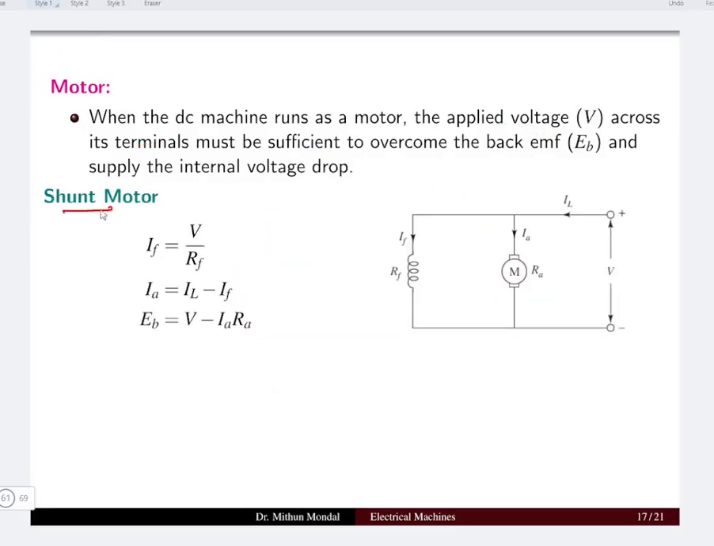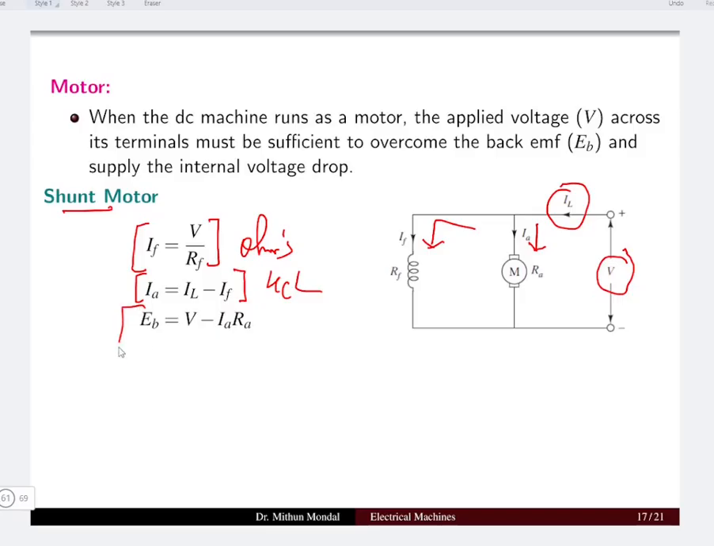Let us take the shunt motor first. In the shunt motor, the terminal voltage V will give the current IL, which will be taken by the armature of the motor as IA, and there will be some current which will be taken by the field. We can see that, compared to the generator, the current is flowing in the reverse direction. First we can obtain the field current in accordance with Ohm's law, then we can obtain the current flowing through the armature in accordance with Kirchhoff's current law, and then in accordance with KVL we can find the relationship between EB and V.